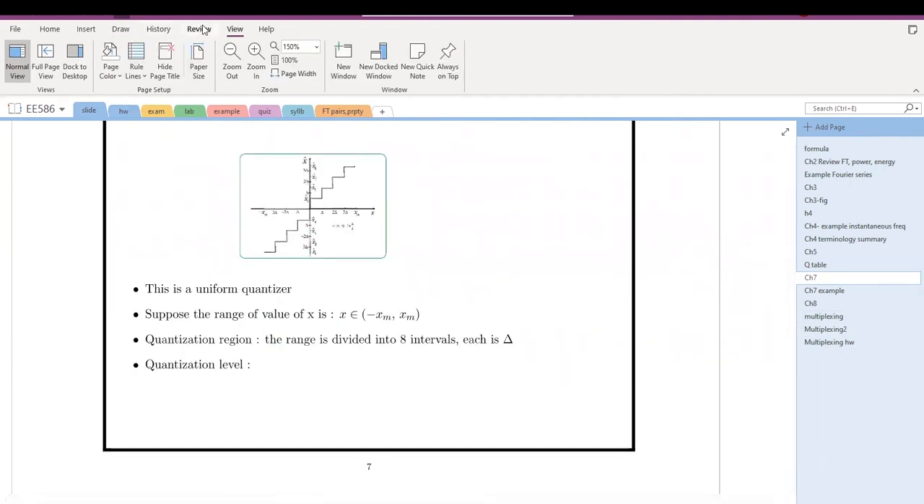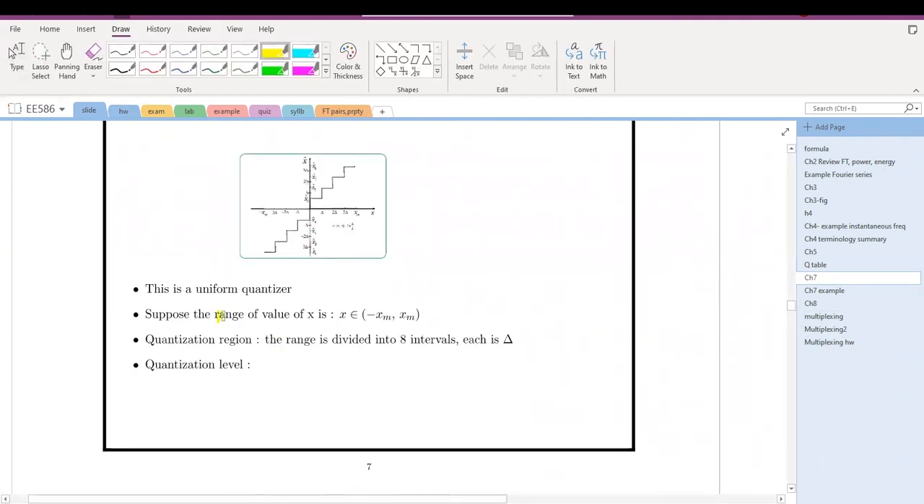Next, let's generalize the case. We're assuming that the range of the value of x is between -xm and xm. So xm is a value. In the example we just did, xm equals 8. So this is a general case. This is xm.